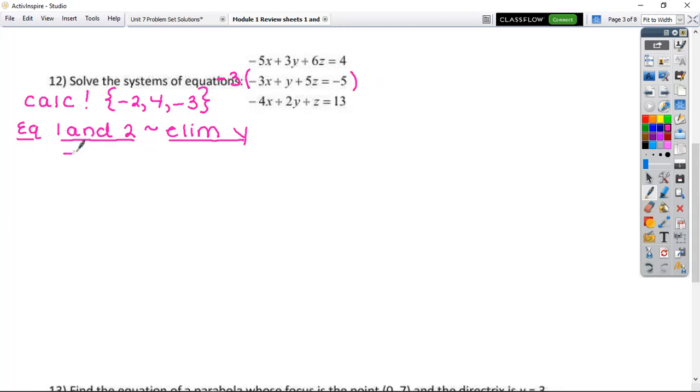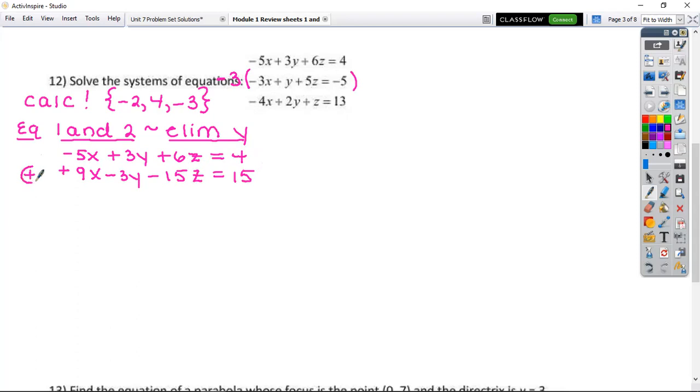My top equation stays the same. So -5x plus 3y plus 6z equals 4. And my second equation becomes a -9x minus a 3y minus a 15z equal to 15. Yep, because I'm seeing the negative there. Thank you.